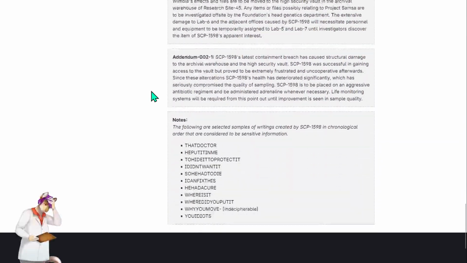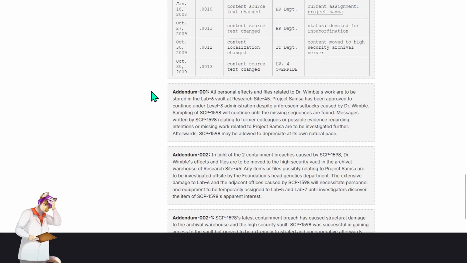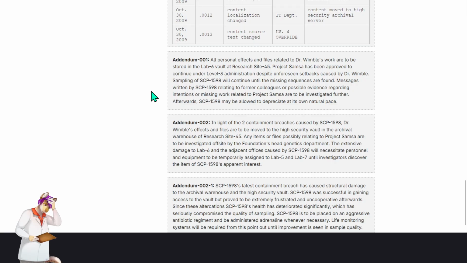Okay, a few things. Addendum 1. All personal effects and files related to Dr. Wimble's work are to be stored in the Lab 6 vault at Research Site 45. Project SAMSA has been approved to continue under Level 3 administration despite unforeseen setbacks caused by Dr. Wimble. Sampling of 1598 will continue until the missing sequences are found. Messages written by 1598 related to former colleagues or possible evidence regarding intentions or missing work related to Project SAMSA are to be investigated further. Afterwards, SP-1598 may be allowed to depreciate at its own natural pace.